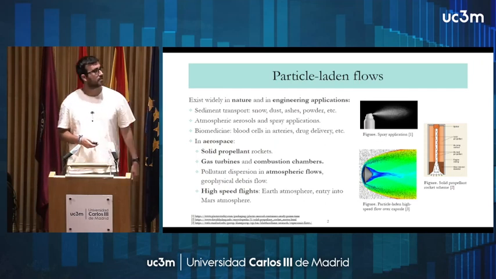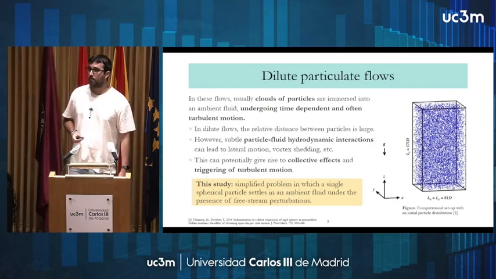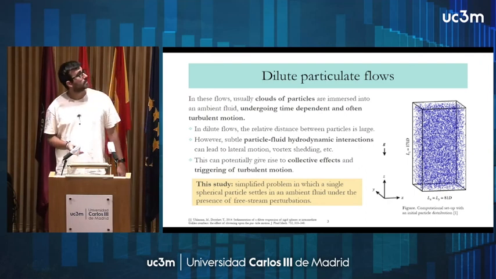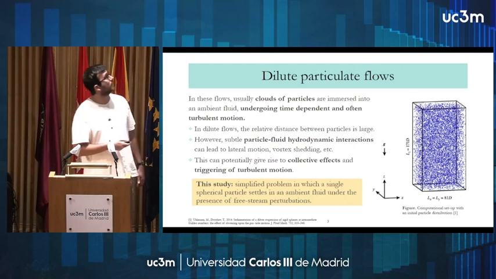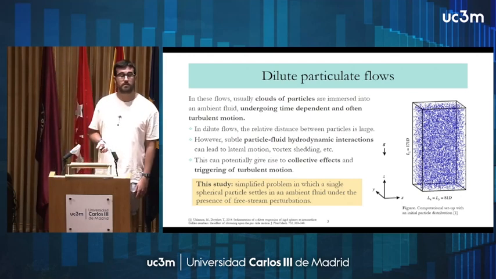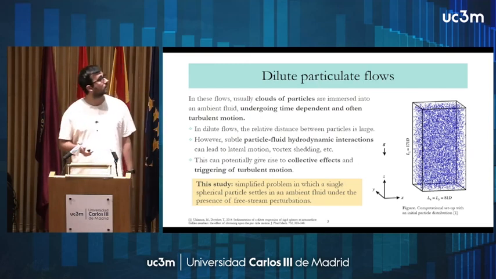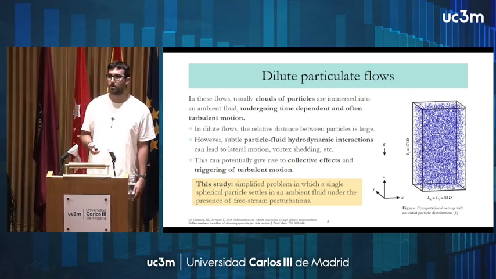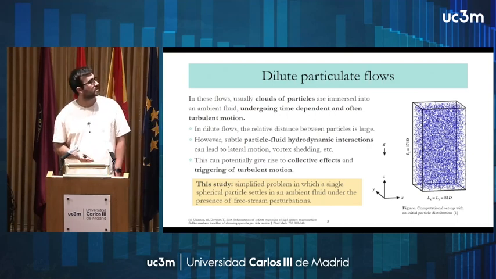This is a case of a simulation with a lot of particles that play an important role. Today, however, we're going to be focusing on dilute particulate flows, which are usually flows in which clouds of particles are immersed in an ambient fluid, as we see in the figure here. In these flows, usually the relative distance between particles is large, but particle-fluid aerodynamic interactions play an important role and can eventually lead to lateral motion, vortex shedding, and so on, right? This, at the same time, can potentially give rise to collective effects and triggering of turbulent motion.